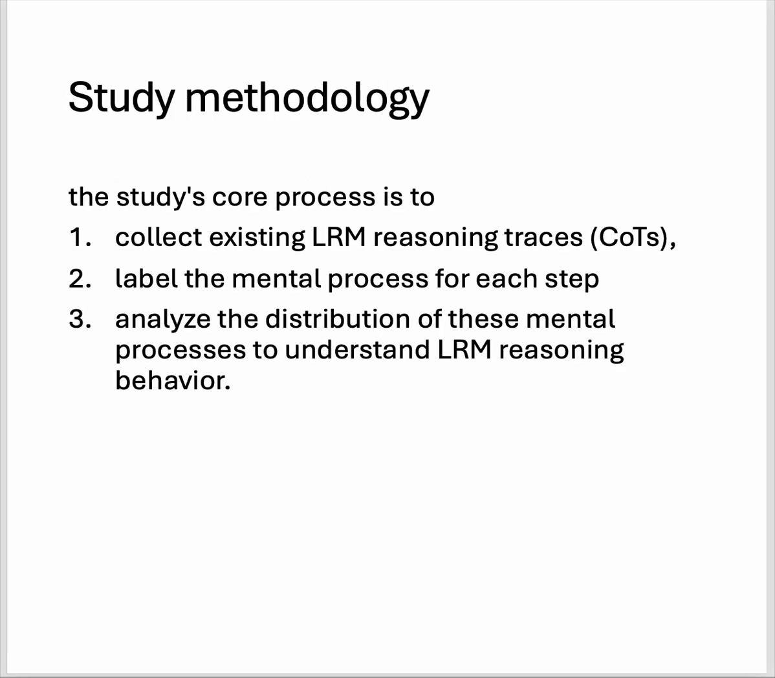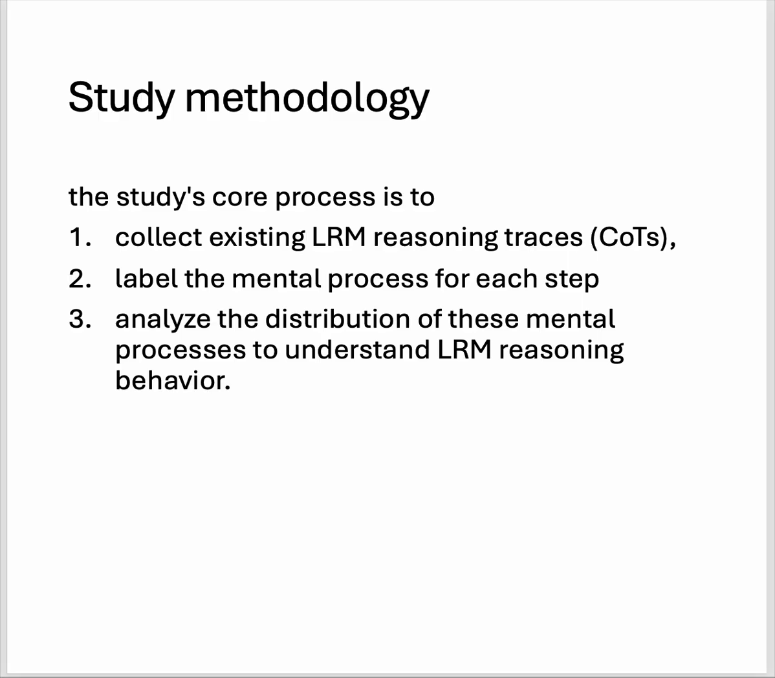To achieve this, the paper developed the following methodology. The core process involved three steps. Number 1, collecting existing COTs. They gathered reasoning outputs from LRMs. The primary model used to generate these COTs was DeepSeek R1. Number 2, label the mental process for each step. This is where the human lens comes in. They labeled each part of the COT trace using a cognitive taxonomy. Number 3, analyze the distribution. They then analyzed the patterns in these labeled steps to understand the model's behavior.